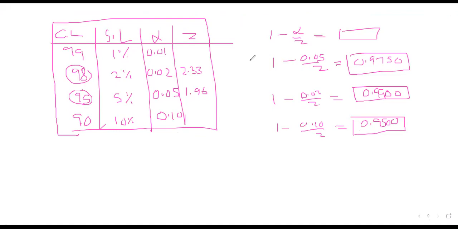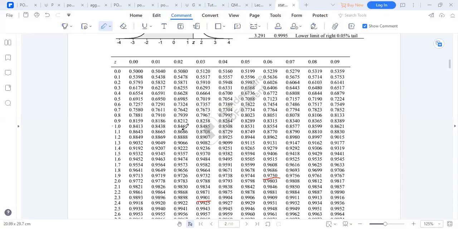You go in here, 0.9500 is equidistant to these two. This one is below by 5 points, this one is above by 5 points. So we pick the in between. The exact one is 1.645, because of the 0.005 there. If it was here, it would have said 1.655. If it was between 6 and 7, 1.665.